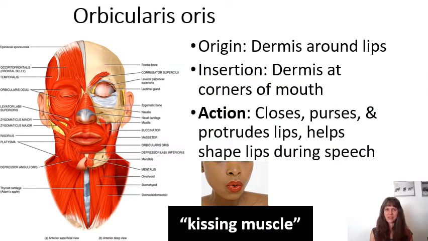Another muscle of facial expression is Orbicularis oris. Oris means pertaining to the mouth. The origin of this muscle is the dermis around the lips, and the insertion is the corners of the mouth. The action of this muscle is to close or purse and protrude the lips and helps shape the lips during speech. Sometimes this is referred to as the kissing muscle.